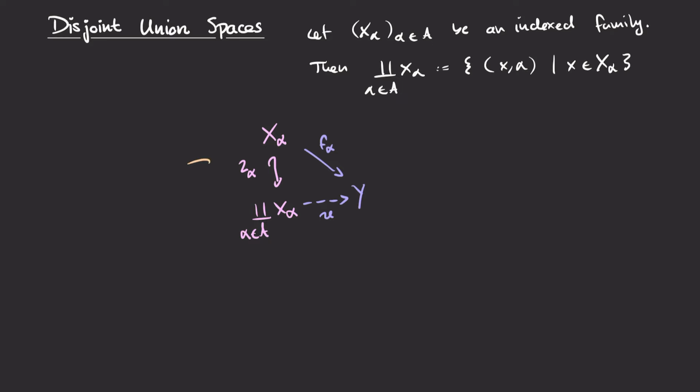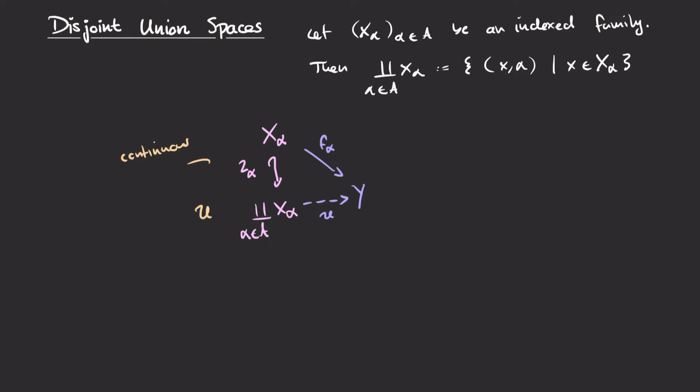Explicitly, this means that we will want these J alphas to be continuous maps, such that for any family of continuous maps F alpha to some arbitrary topological space Y, we want there to exist a unique continuous map U going from the disjoint union space over these spaces X alpha into the space Y, in such a way that all of these triangles commute. So the first thing we need to think about is how to make these inclusion maps iota alpha continuous.